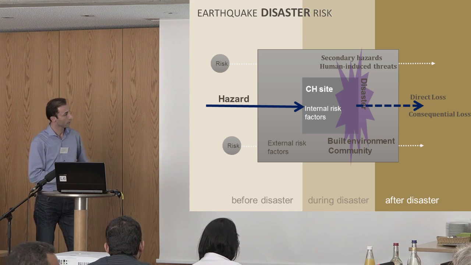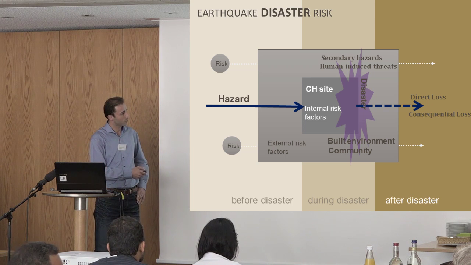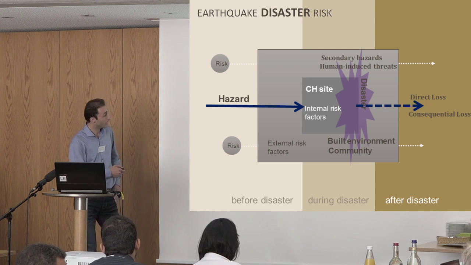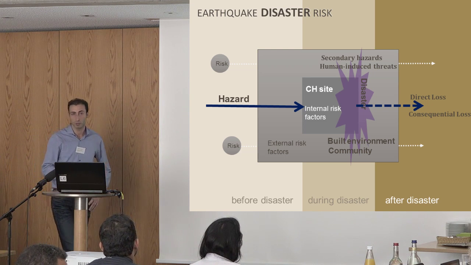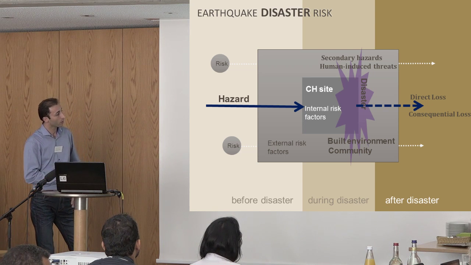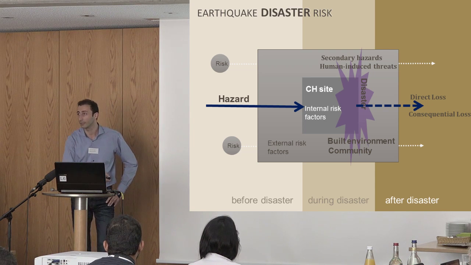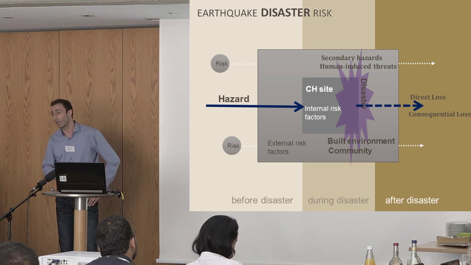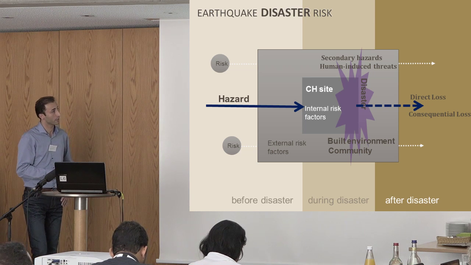So here we are dealing with a complex system and interrelation between our cultural heritage site, built environment, and community. Also, after the earthquake, secondary hazards like floods, fires, and explosions can happen, and we should consider all these secondary hazards. Also during the disaster and after it, during the reconstruction and rehabilitation, a lot of human-induced threats can happen, like looting and encroachment.